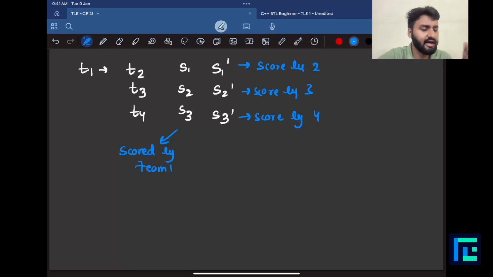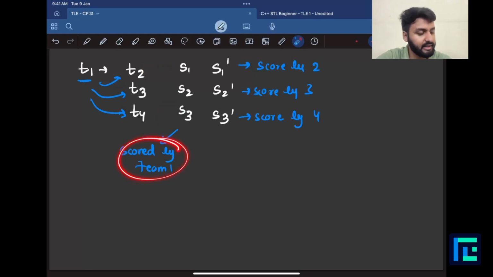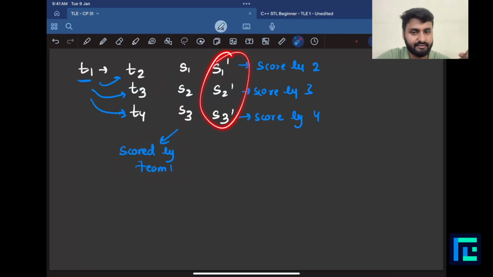Don't confuse yourself. What I'm simply saying is there are 3 matches which team 1 plays. It plays with team 2, team 3 and team 4, and individually I have these scores, that is S1, S2, S3. You can say S1, S2, S3 is the score when it played with T2, T3, T4, what T1 scores. Alright, so this is the score by T1. S1 in the match with T2, S2 in the match with T3, S3 in the match with T4. And this is the opponent score that they have scored.